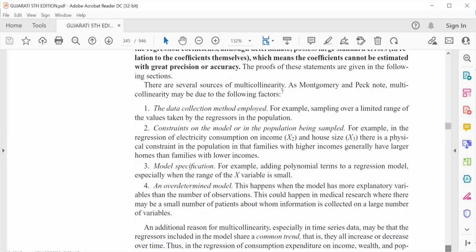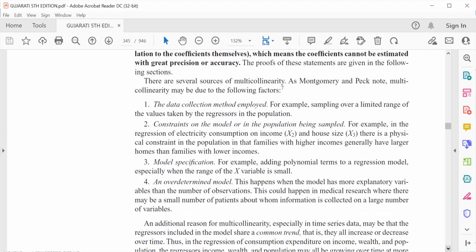The second one concerns the model or population being sampled. For example, in the regression of electricity consumption on income and house size, usually income and house size will have a high multicollinearity because households that have high income will have a big house size. So the correlation between income and house size becomes near perfect multicollinearity.